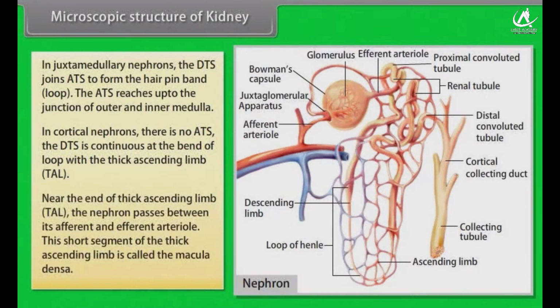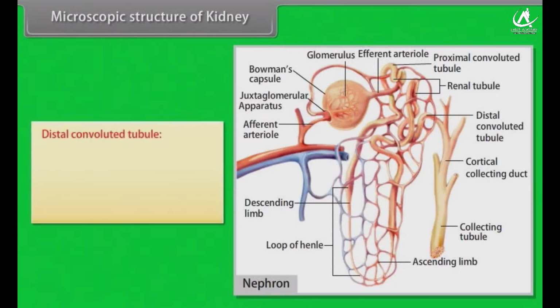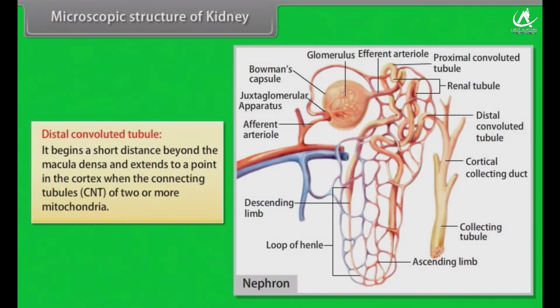Near the end of thick ascending limb, the nephron passes between its afferent and efferent arteriole. This short segment of the thick ascending limb is called macula densa. Distal convoluted tubule. It begins a short distance beyond the macula densa and extends to a point in the cortex where the connecting tubules of two or more nephrons join.